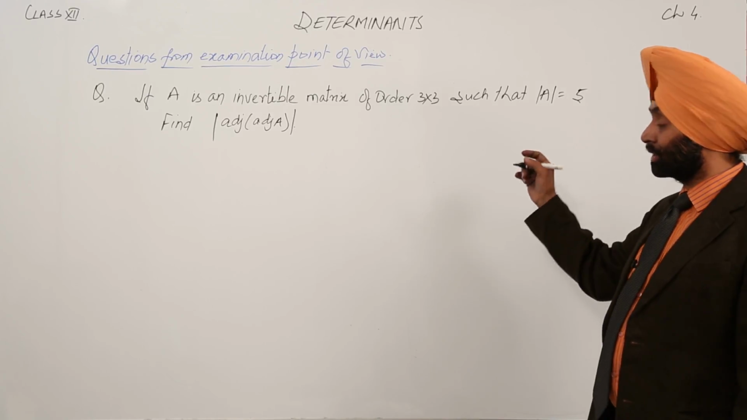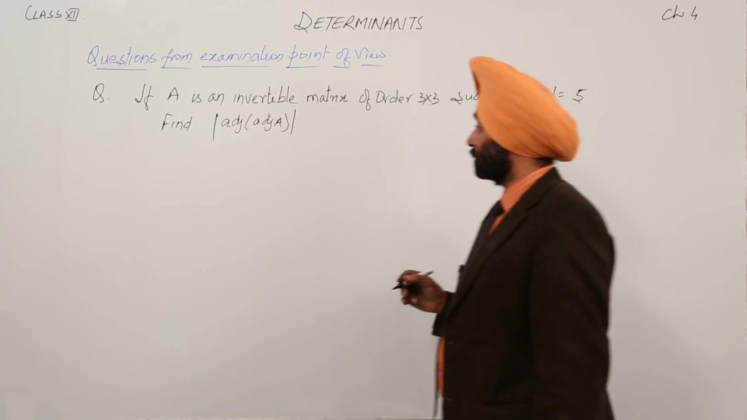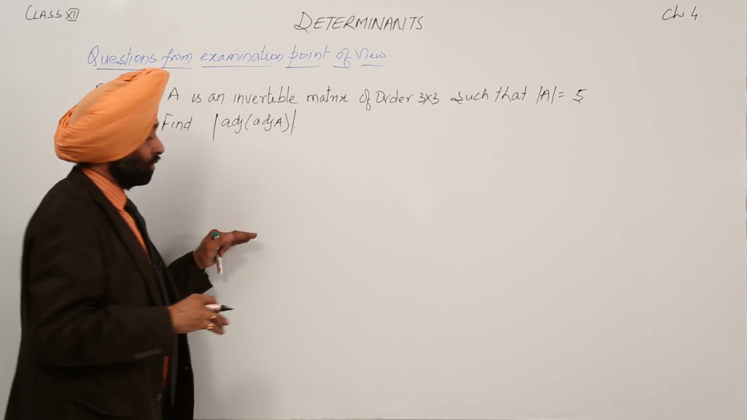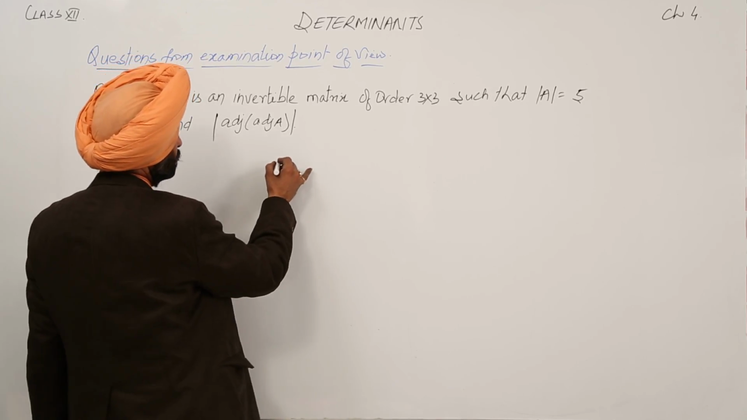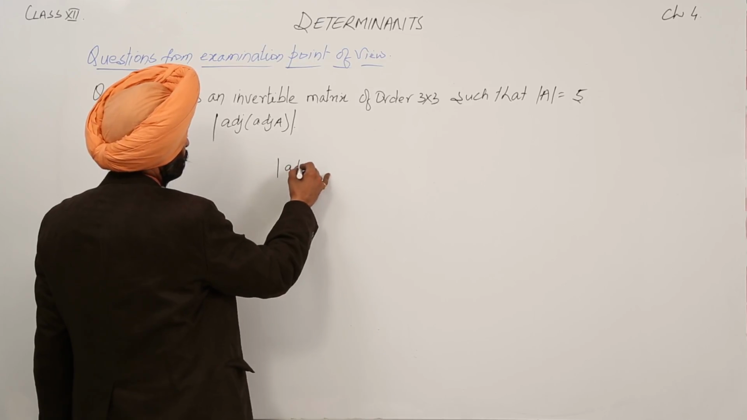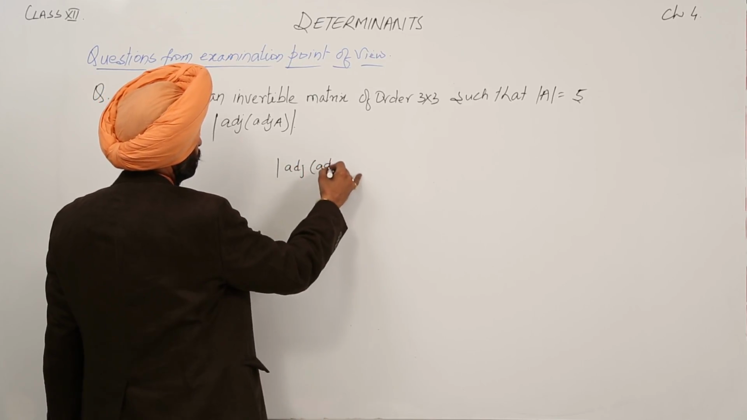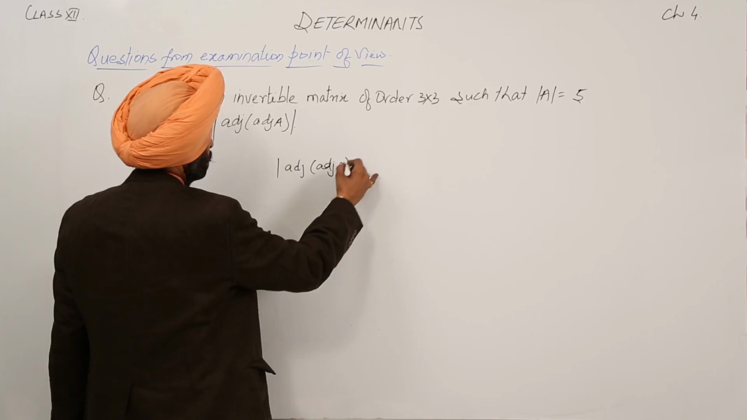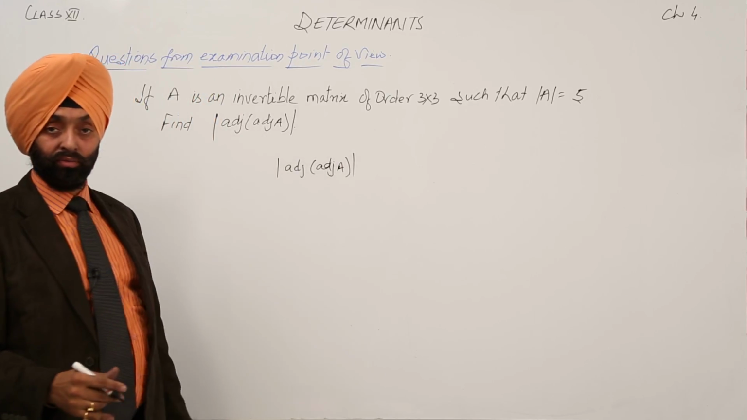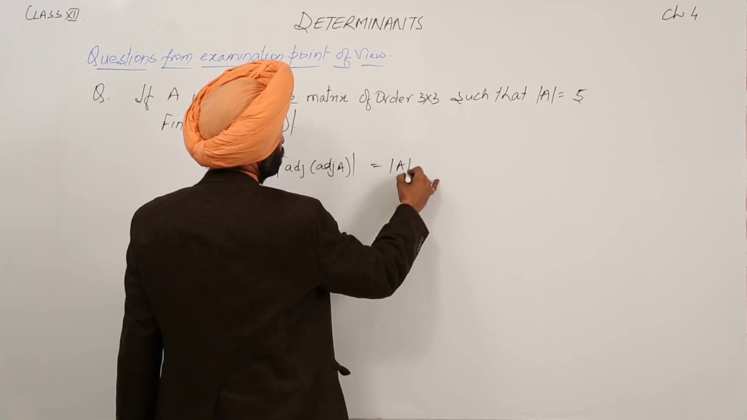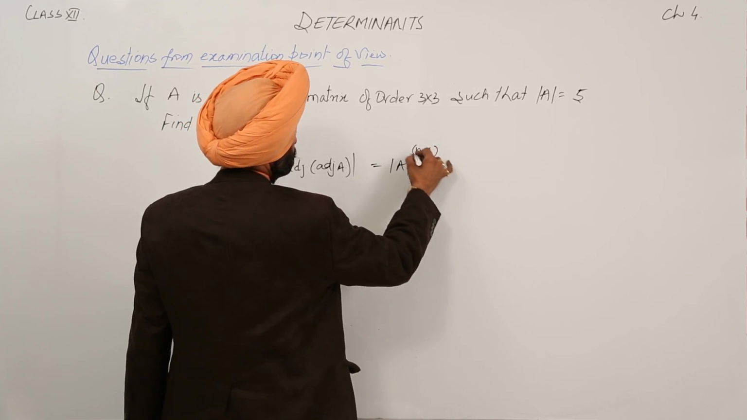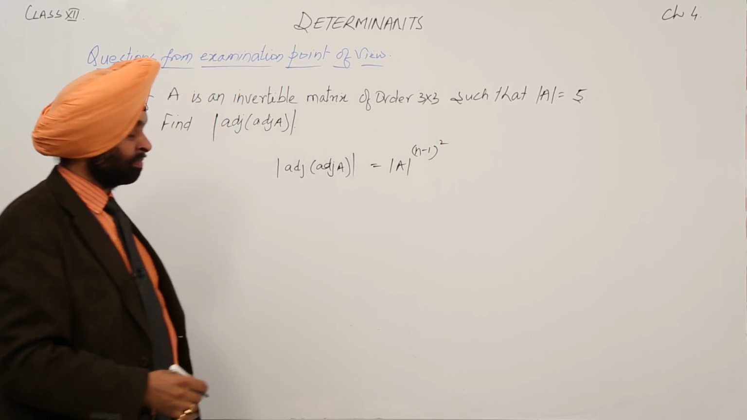This question is again based on the property. So what do we have to find now? Determinant of adjoint A. Now according to the property, what is it? The determinant of adjoint A. We have gone through each and every property. So this is determinant of A to the power n minus 1, whole square.